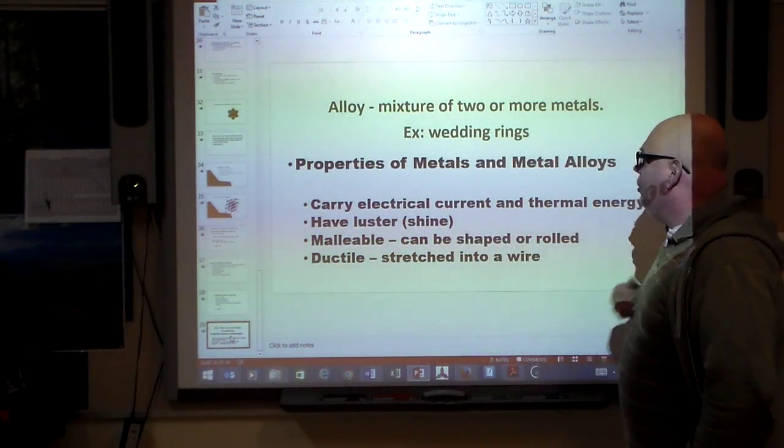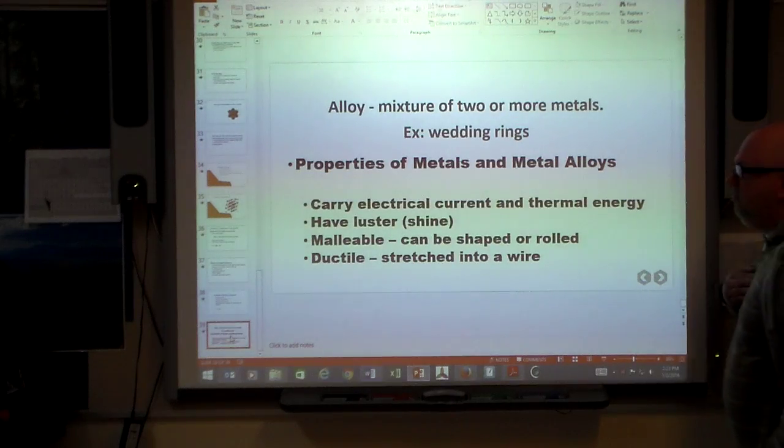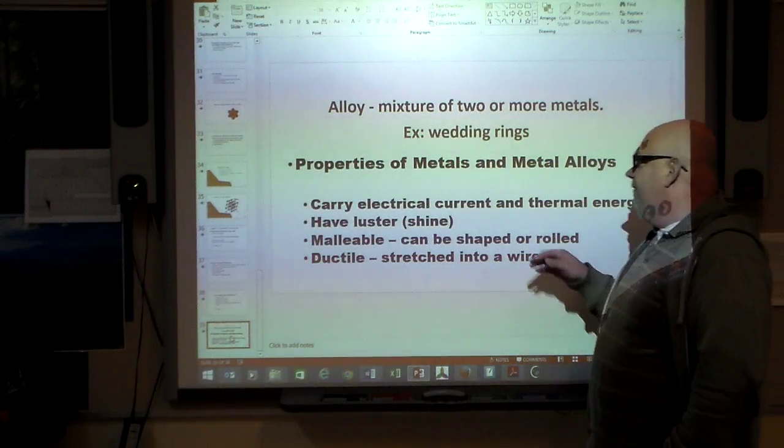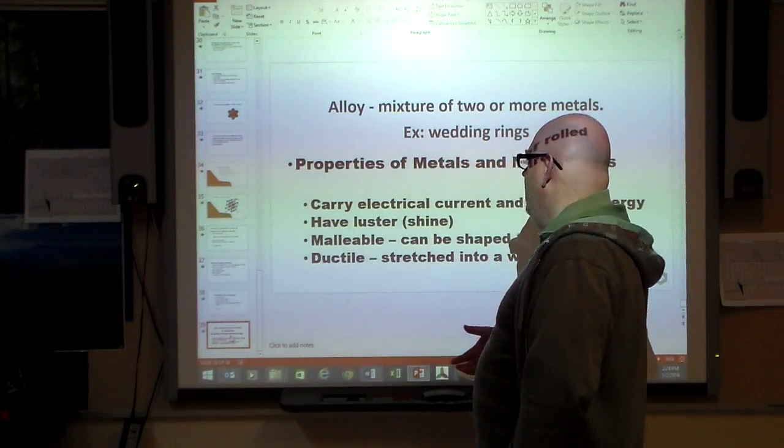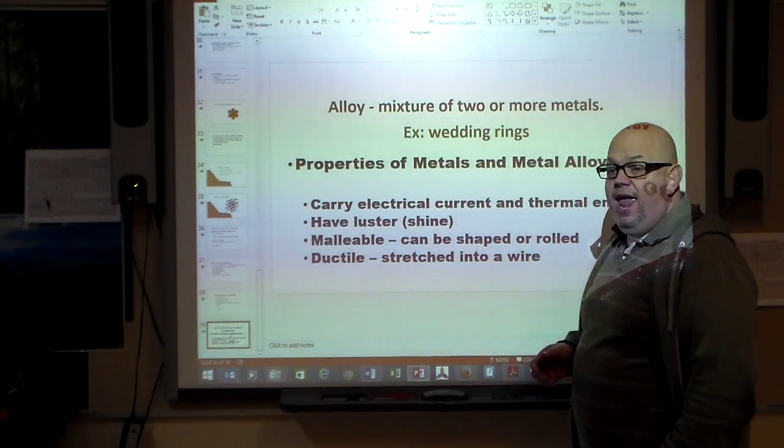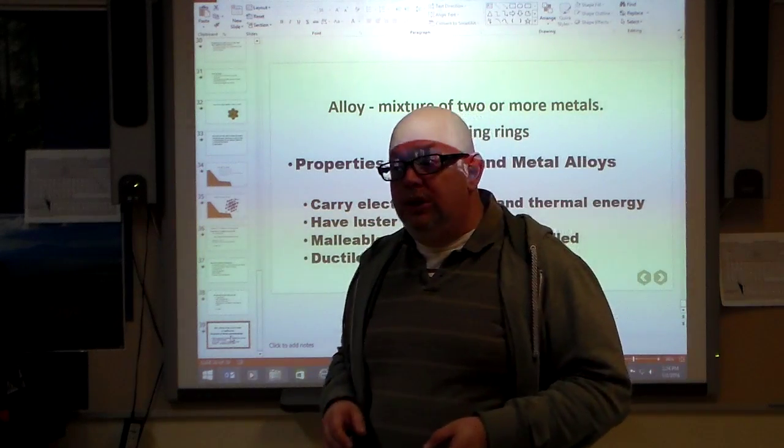So, properties of metals and metal alloys. They carry electrical current and thermal energy. They're pretty good at that. They have a luster. The luster is the shine. How well does it reflect the light? They're malleable. We can hammer it. We can shape it. We can roll it.